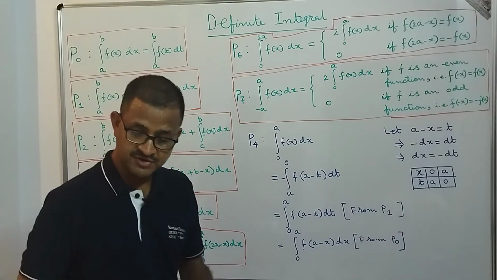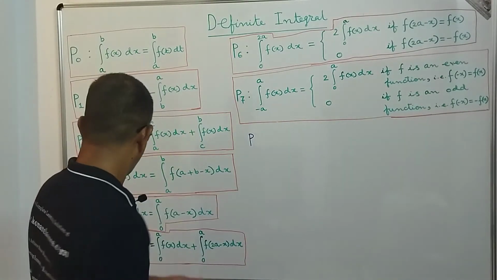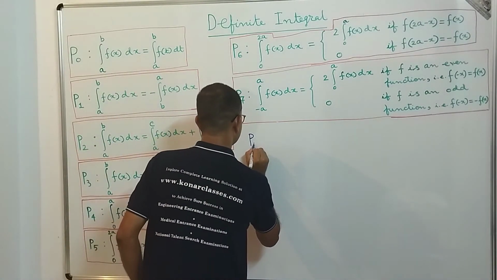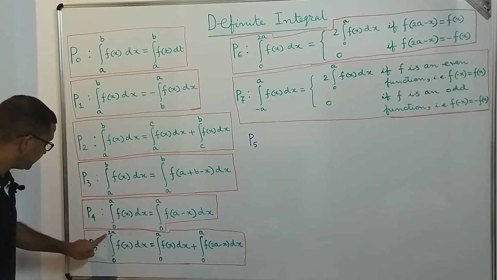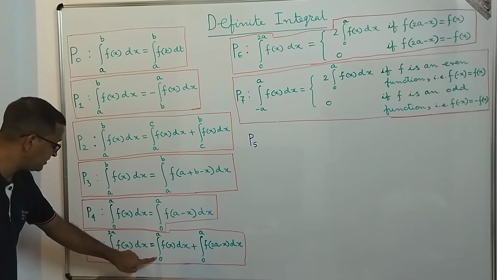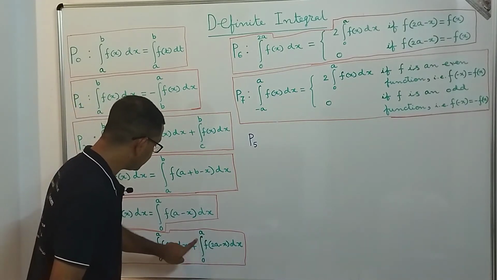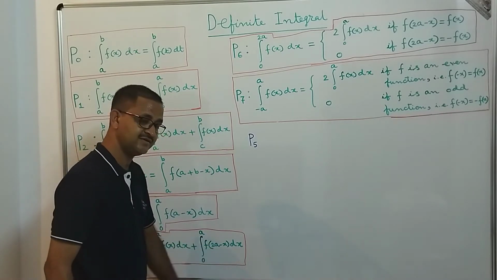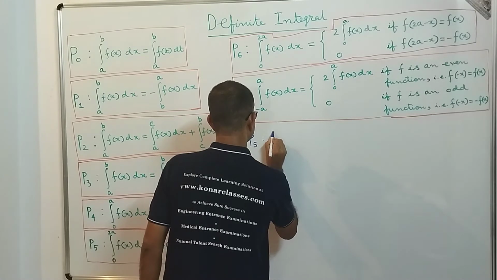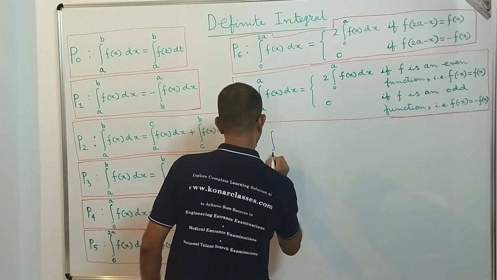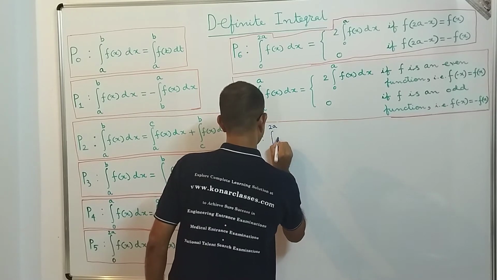Now let's concentrate on property P5. So what is there in property P5, dear students? The integral 0 to 2a of f(x) dx is equal to the integral 0 to a of f(x) dx plus the integral 0 to a of f of 2a minus x dx. Let's see. The left hand side of property P5 is the integral 0 to 2a of f(x) dx.